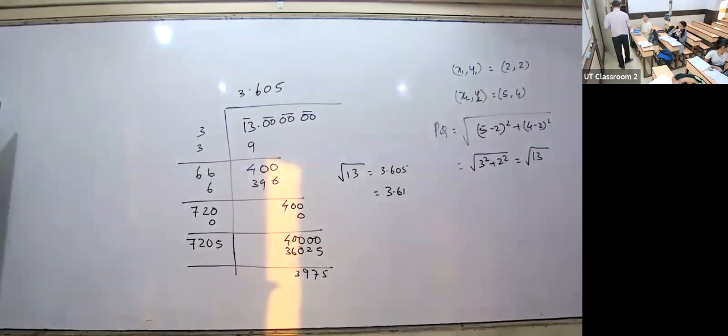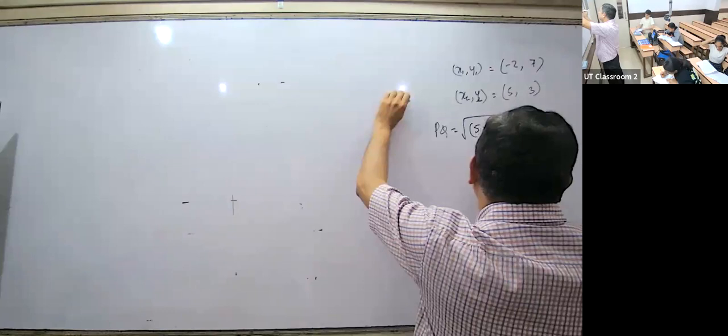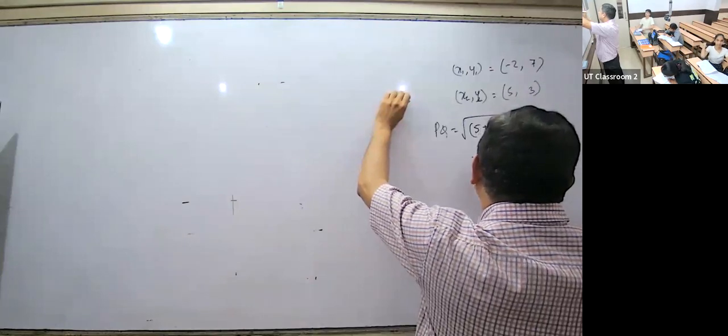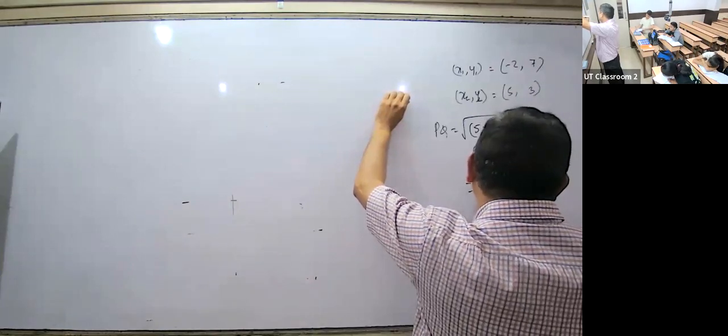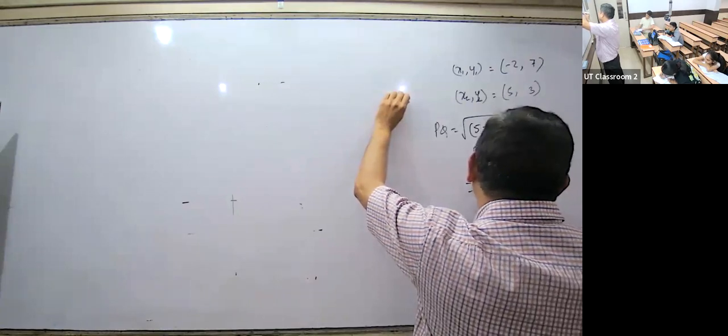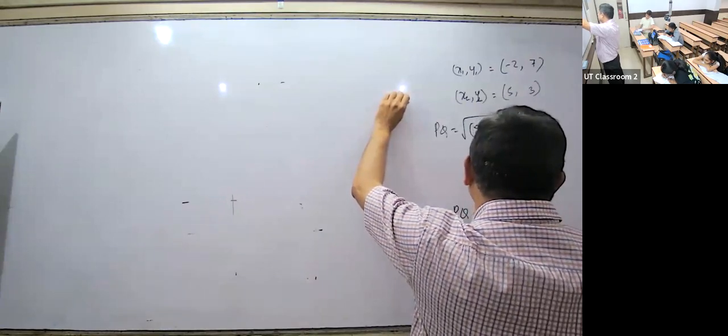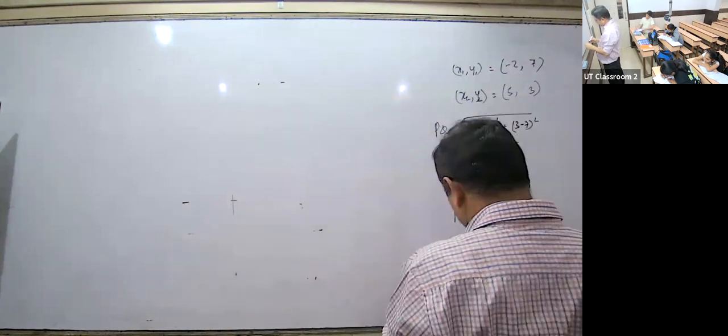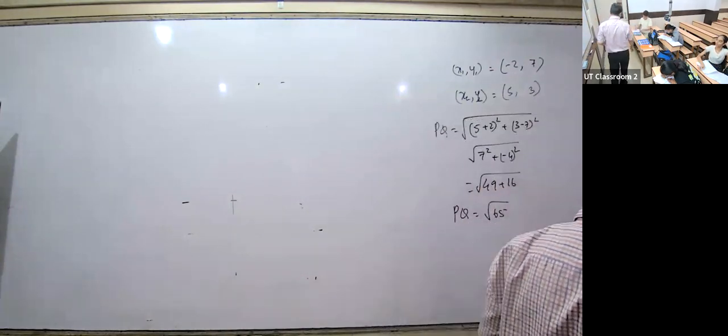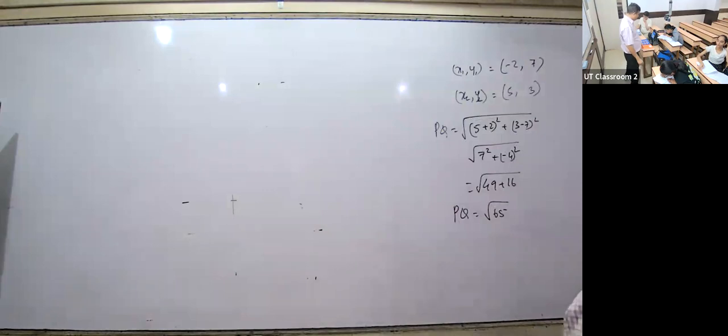We will talk about square roots. PQ is equal to root 65. Now find out the square root. Find the square root. I'll give you 2 minutes, okay?